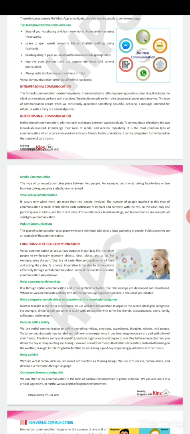Now the next kind is small group communication. It occurs only when more than two people are involved. The number of people involved in this type of communication is small, which allows each partner to interact and converse with the rest. Suppose you are writing a text for a group of people. That means you wrote it and showed it, so here the receivers are more than one. The communication is taking place between more than two people, but the group should be small. So this kind of communication will be considered small group communication.